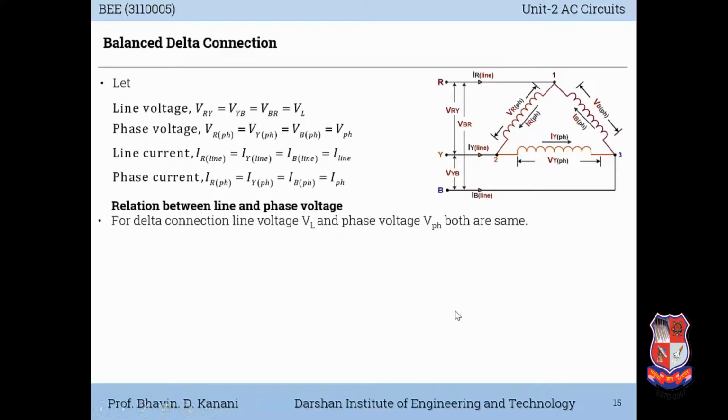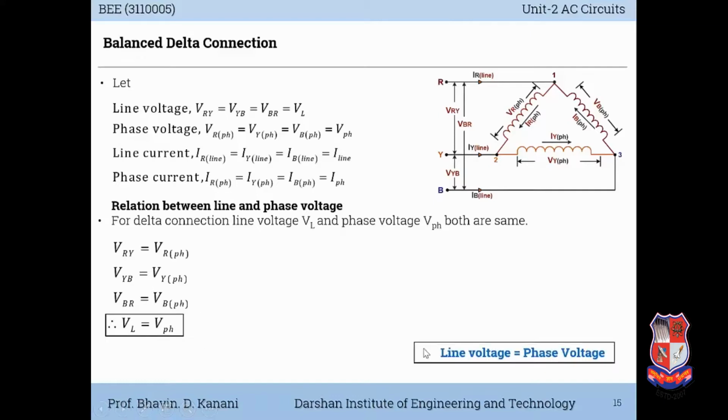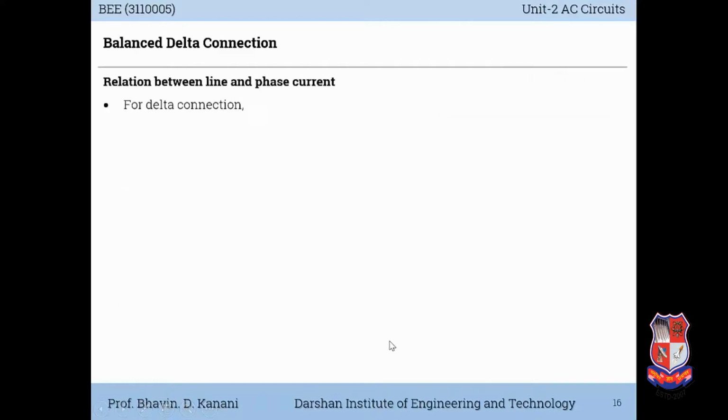इसमें line and phase voltage का relation देखा जाए तो VRY is equal to VR phase, VYB is equal to VY phase, VBR is equal to VB phase. So here line voltages and phase voltages remain same in delta configuration. लाइन करंट और फेज करंट का रिलेशन देखें तो IR लाइन इज इक्वल टू IR फेज माइनस IB फेज.